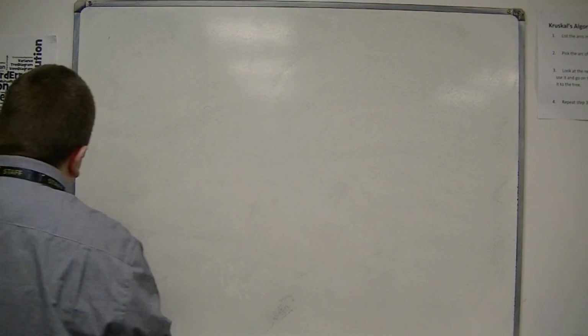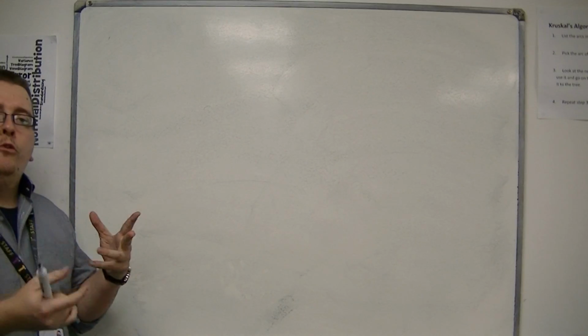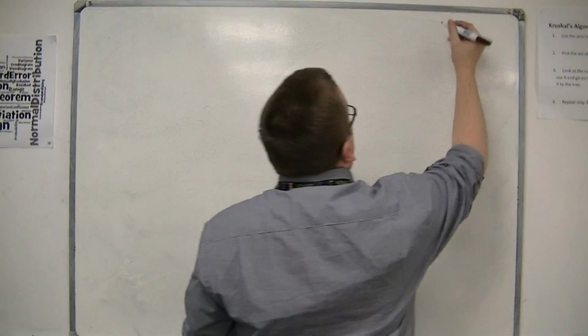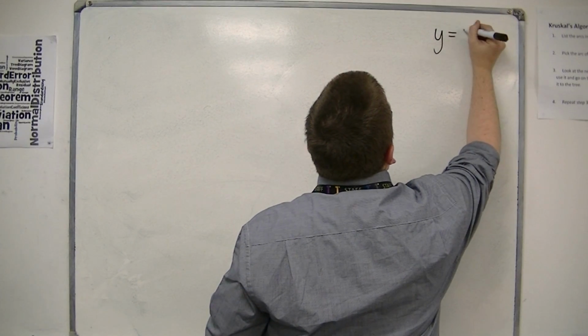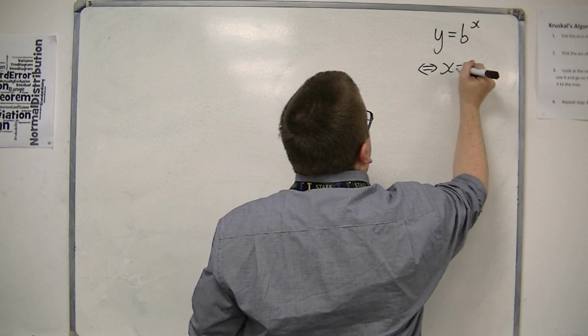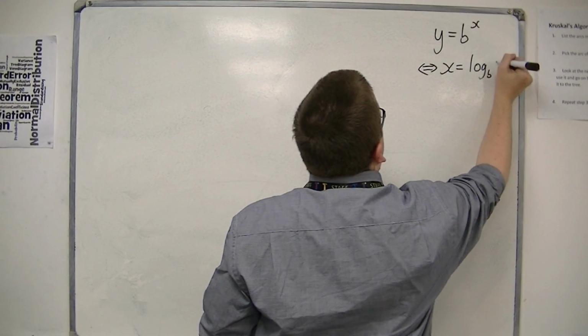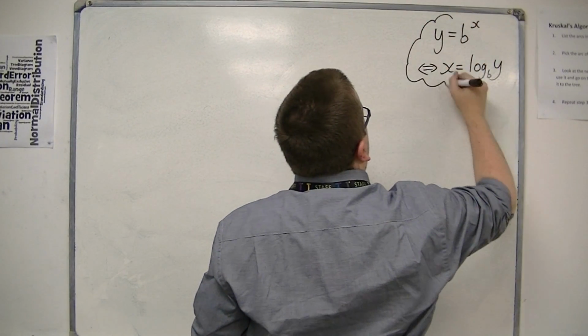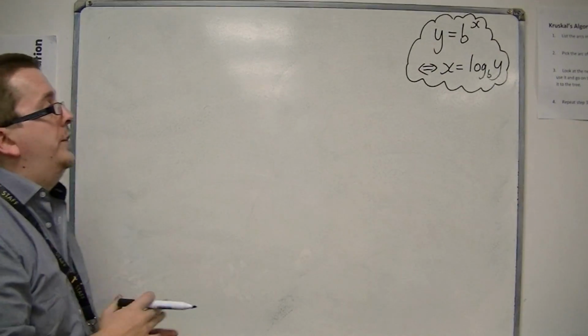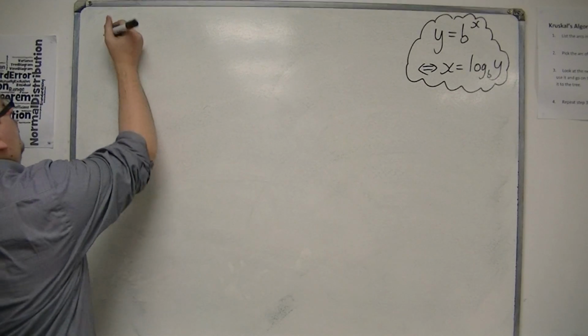So let's reiterate how we go from index notation to logarithmic notation. If you have something of the form y is equal to b to the x, then its logarithmic notation is x is equal to log base b of y. Going from index notation to logarithmic notation and vice versa. So law number one.